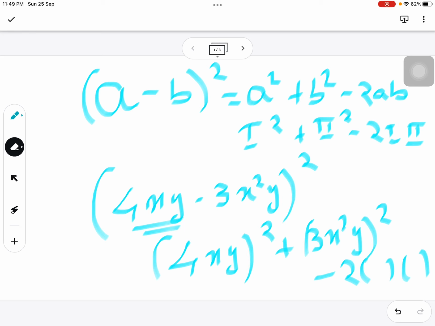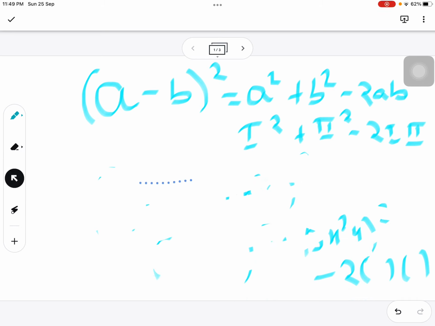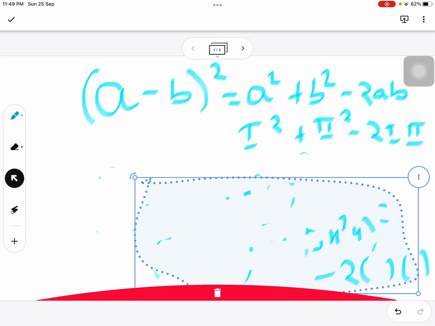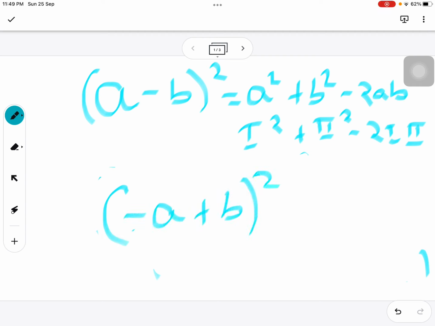Here you have another variation, which I'll discuss over here. Suppose you have a term like this, minus a plus b whole square. These things will not be there in the formula. For everything we cannot have a formula. You have to get it to the standard formula.